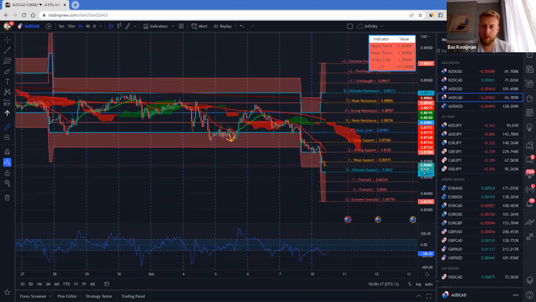Now, also here, AUD CAD already opened up a few hours ago and tells us that there are currently about 20 pips towards ultimate support. That's a short-term trend.